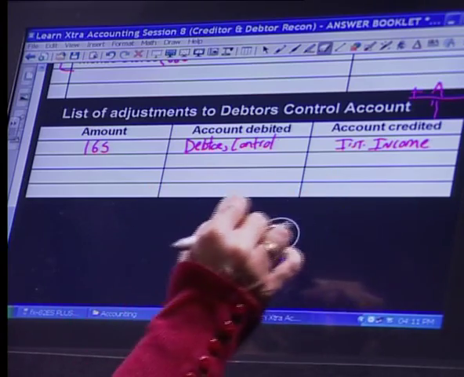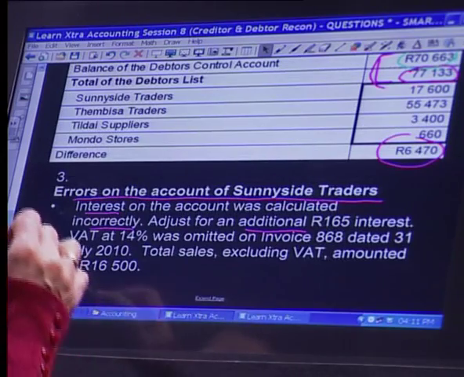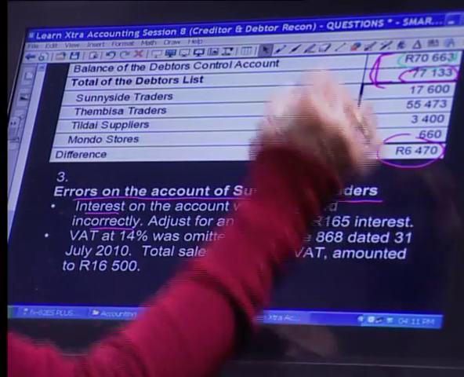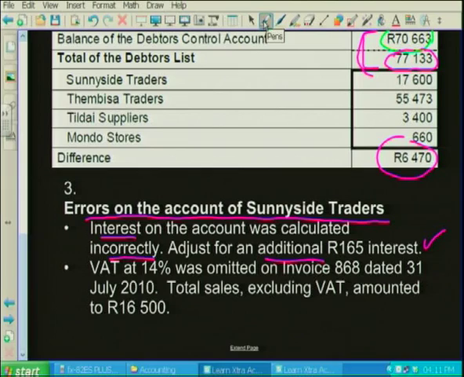Before we move on, I just want to remove this. Okay, right, let's go back to our question. So we're done with our first error. Let's now look at the next one. VAT at 14% was omitted on invoice 868 dated 31st July 2010. Omitted meaning it was left out. So VAT at 14% was left out.